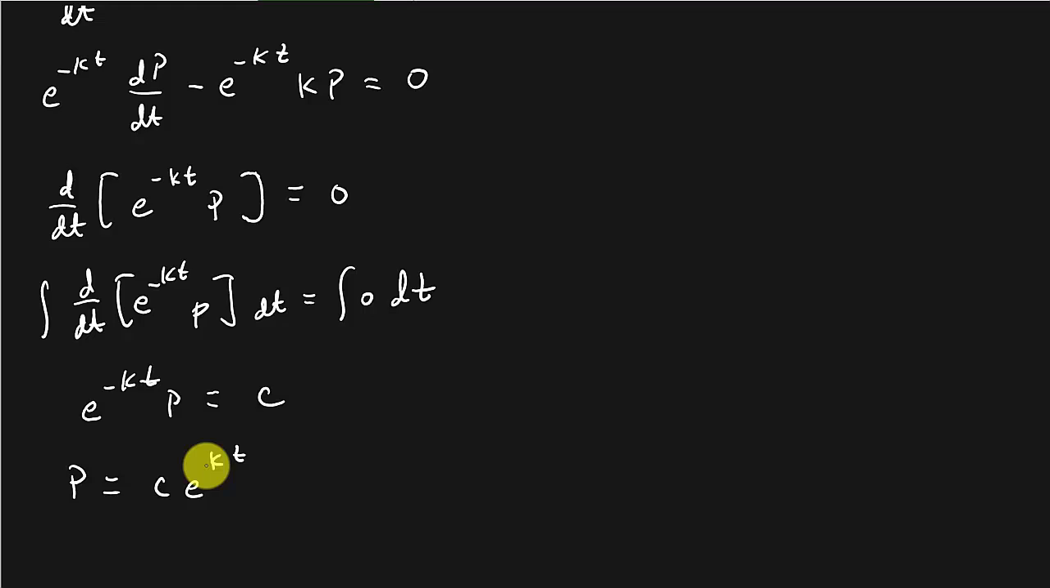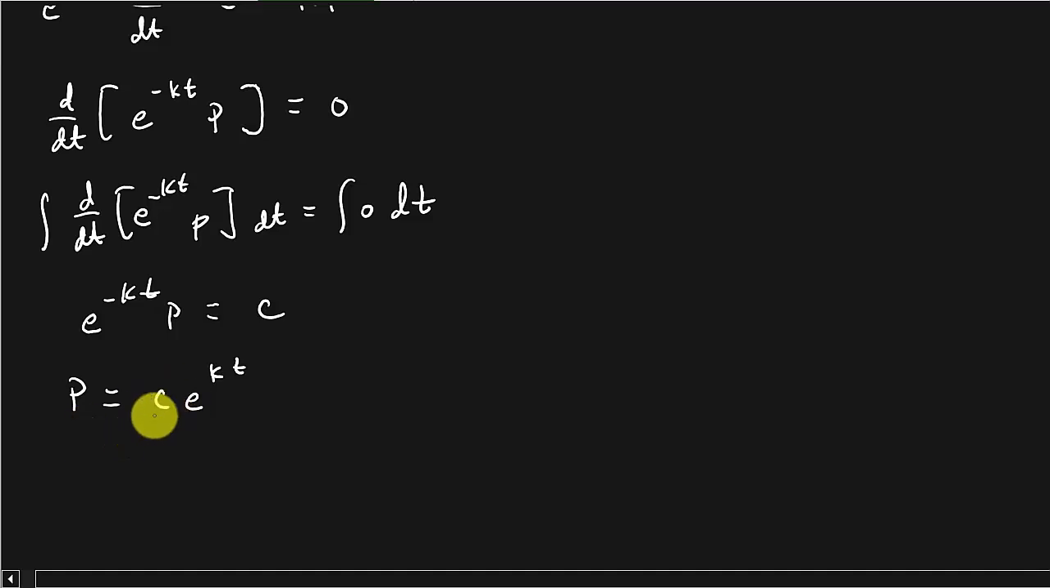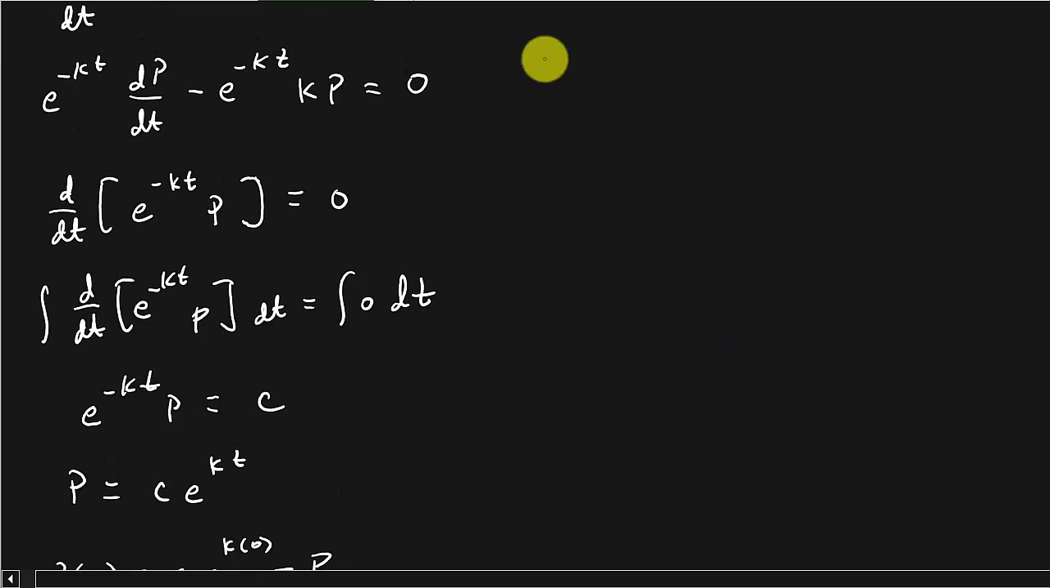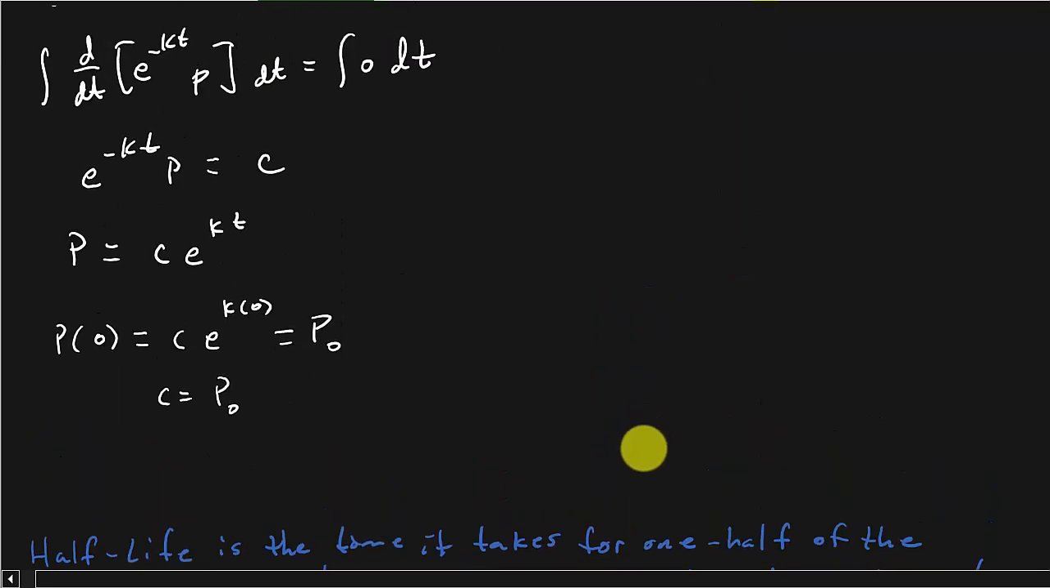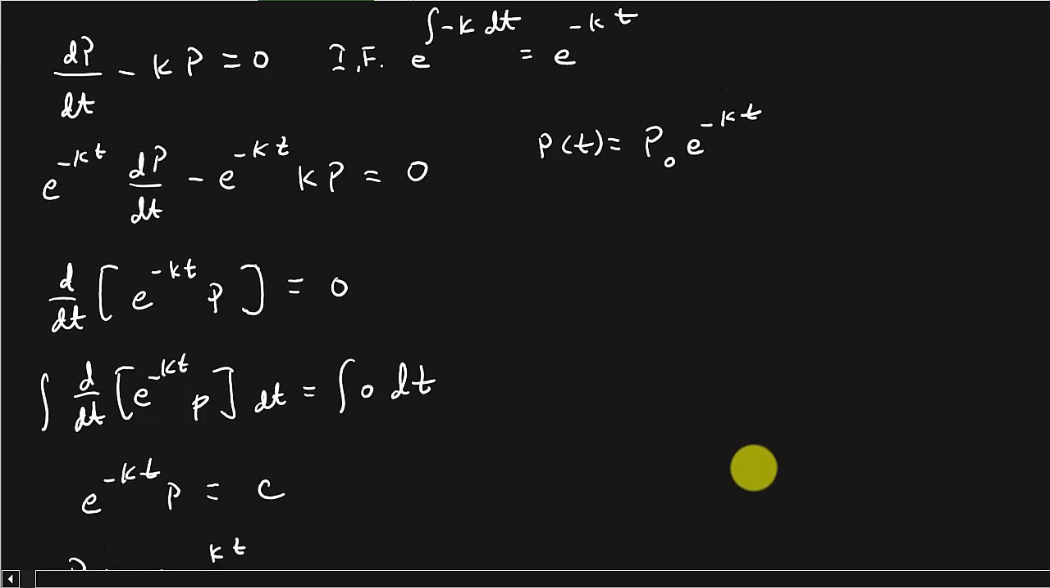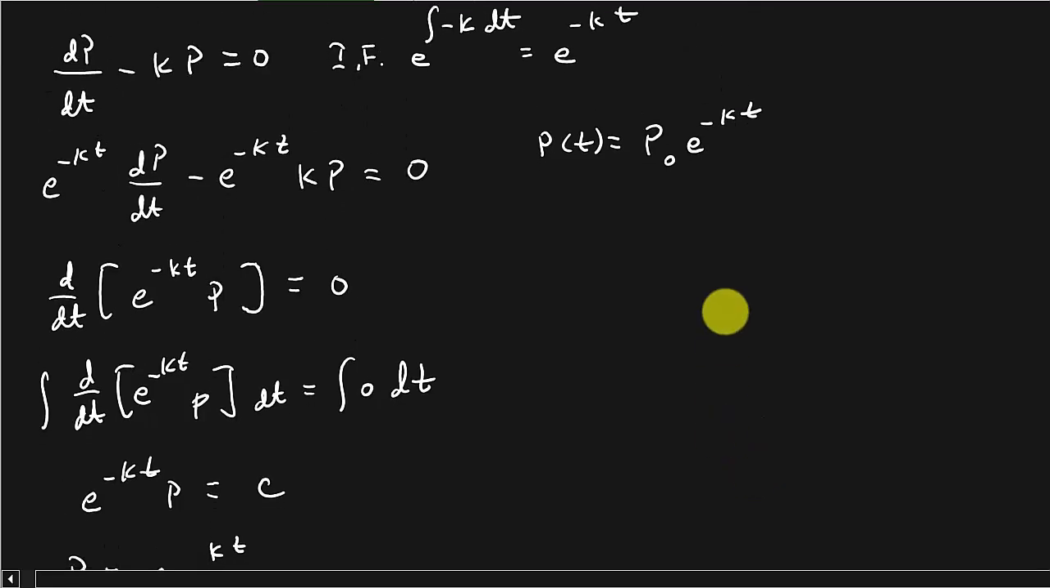And so we can find out what C is, because we know that P of 0, which is C e to the K times 0, is equal to P naught. So this tells us that C is equal to P naught. So that's going to give us P of t is equal to P naught e to the kt. That's what we have so far, and I'm running out of room there.